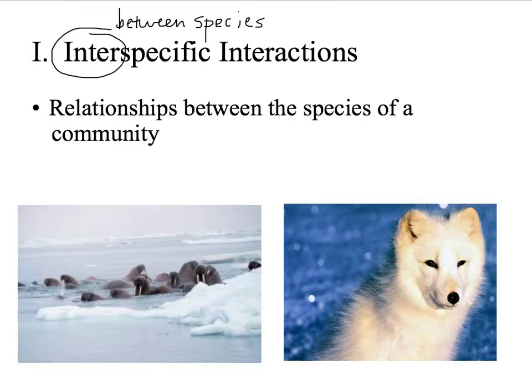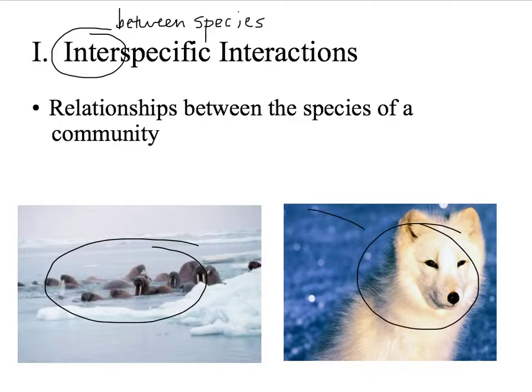So for example, you can see down here we have a bunch of walruses. We're not talking about the relationships between the walruses, but instead the relationships between this Arctic fox and this group of walruses. That's between different species. So these interspecific interactions are between species in a community. And again, it's these different species that we're looking at.